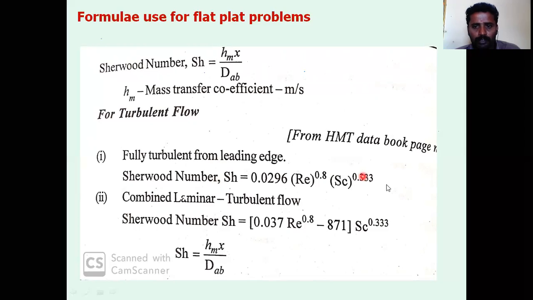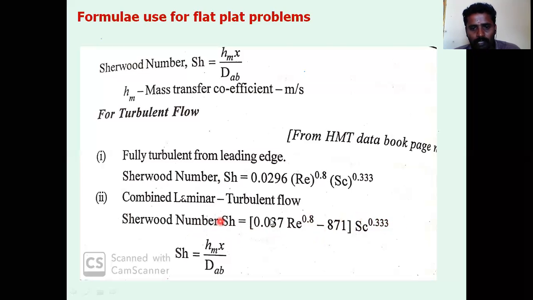For fully turbulent flow from the leading edge, the Sherwood number formula is also available in the heat and mass transfer data book, page number 186 of convection: Sh = 0.0296 Re power 0.8, Sc power 0.333. Next is the combined laminar and turbulent case. Why is it called combined? Up to Re of 5 into 10 power 5, it is laminar; after that, beyond 5 into 10 power 5, it is turbulent. Therefore, for combined laminar and turbulent, Sh = 0.0037 (Re power 0.8 minus 871) Sc power 0.333.